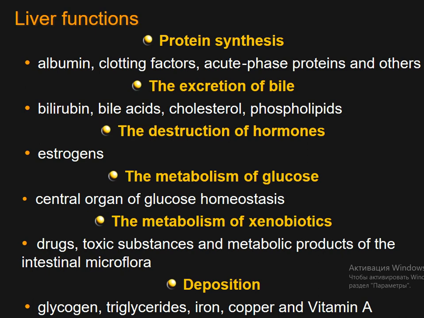Metabolic function. The liver is the central organ of glucose homeostasis and responds rapidly to fluctuations in the concentration of blood glucose. In the fed state, excess blood glucose is shunted to the liver to be stored as glycogen, and in the fasting state, the liver maintains blood glucose levels by glycogenolysis and gluconeogenesis.